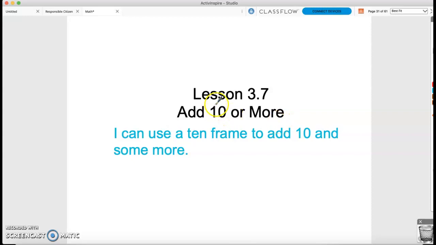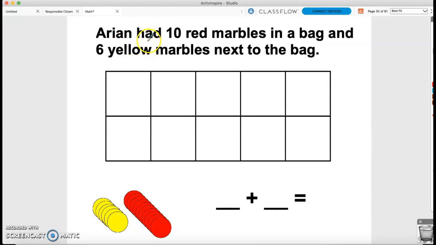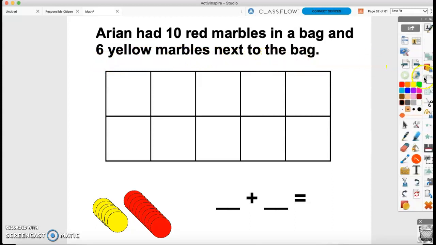All right, this is math lesson 3.7, add 10 or more. At the end of this lesson, you will be able to say, I can use a 10 frame to add 10 and some more. So we have a problem, and it says Arian had 10 red marbles in a bag and 6 yellow marbles next to the bag. So I'm going to draw a picture and use a model.